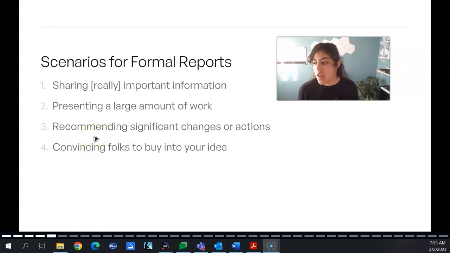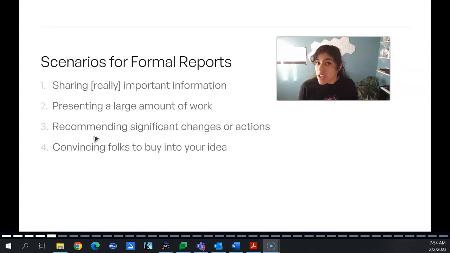If you're recommending really significant changes or actions, it's not just, we're gonna do something really small. We're gonna start using this printer instead of this printer. Not really significant enough. That can definitely just be a nice short memo. Hey team, just so you know, new printer's coming. No.